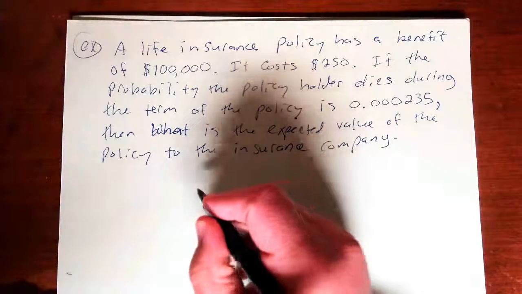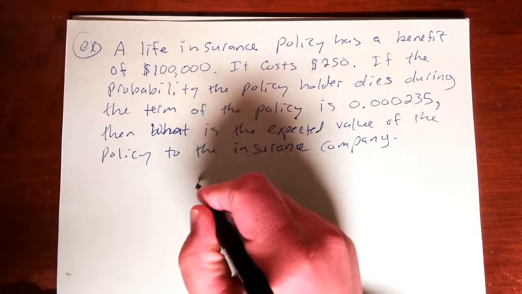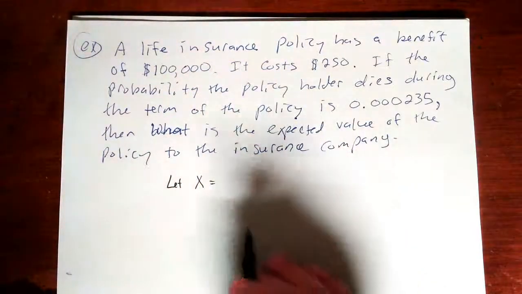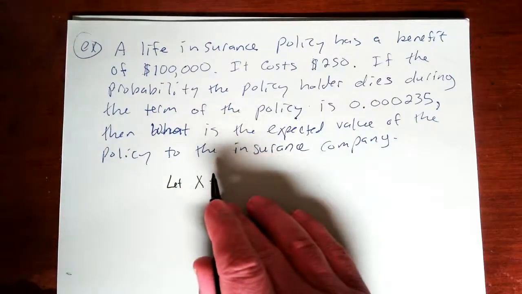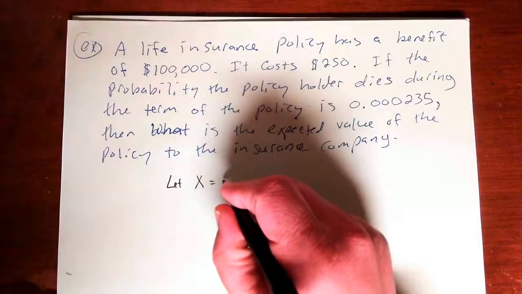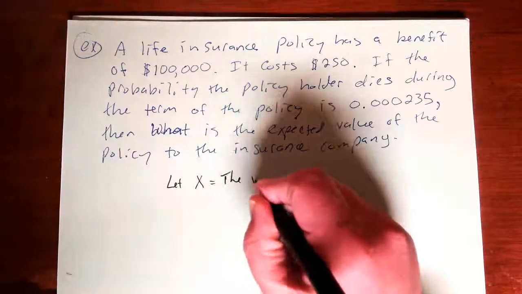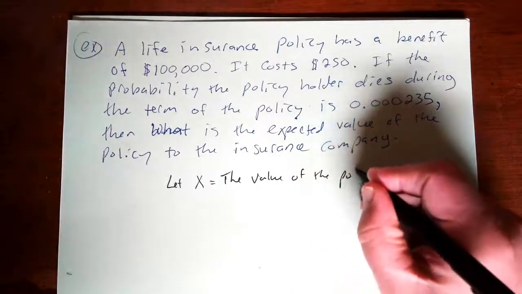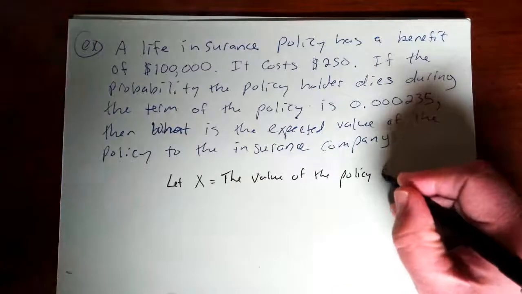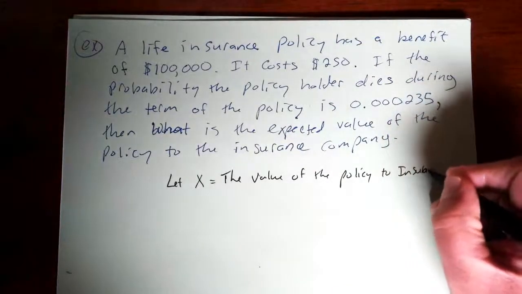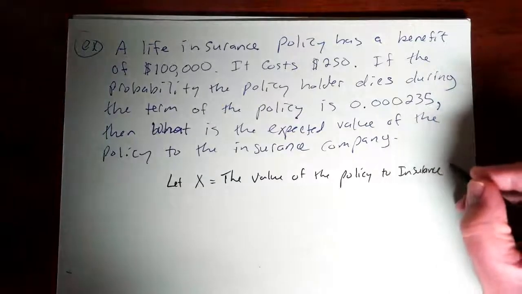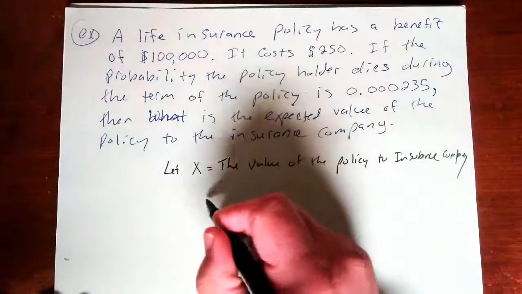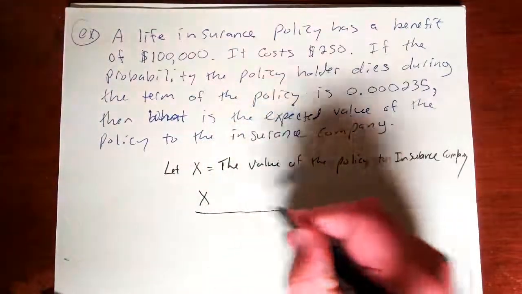What we're going to do is create a probability distribution for this random variable. First, let's define our random variable. We want the expected value of the policy to the insurance company. So let X equal the value of the policy to the insurance company. Okay, so X is the value. There's only two possible values for X.